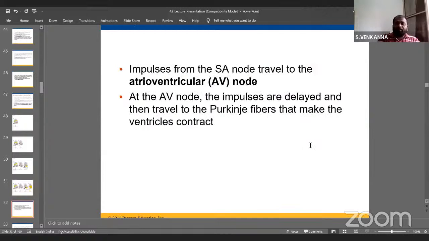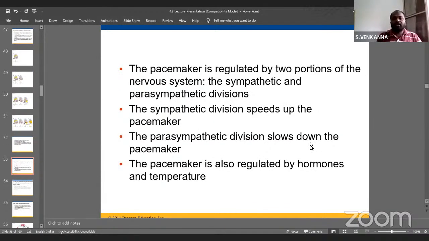Next, the impulse from the SA node travels to the atrioventricular node, the AV node. At the AV node, the impulses are delayed and then travel to the Purkinje fibers, which make the ventricles contract. The pacemaker is regulated by two portions of the nervous system, the sympathetic and parasympathetic divisions.